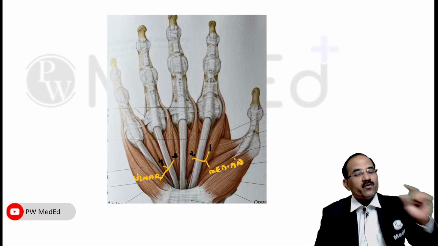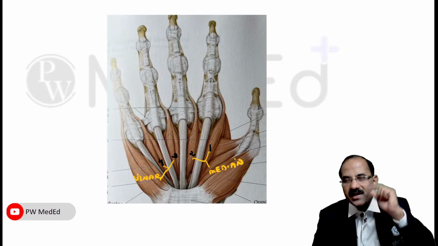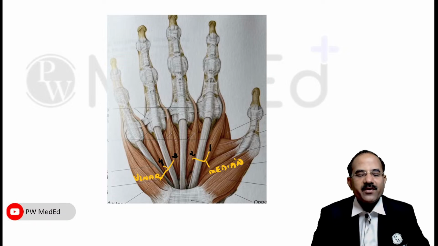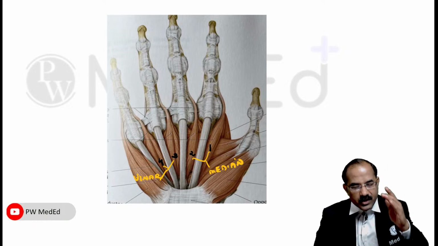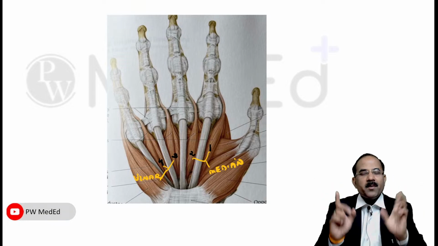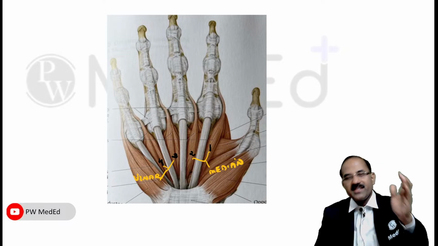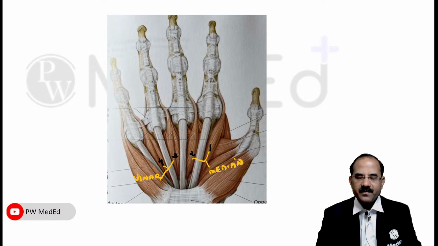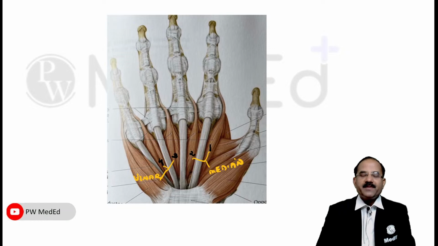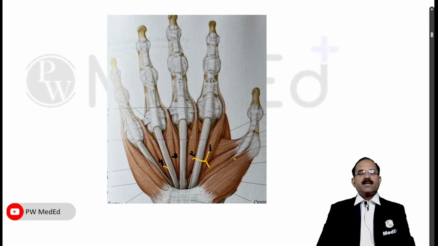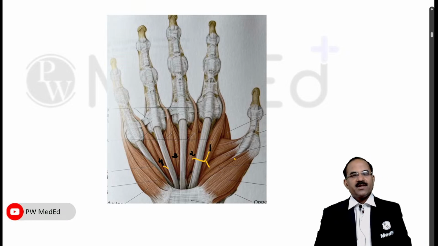Can anyone tell me which condition gives a complete claw hand? Yes, very good, Khan. Which is that condition in which both median and ulnar nerves are involved, both are damaged? Which condition is that? Come on, children, answer. I'm waiting for your answer. Which condition is that in which both median and ulnar nerves are injured?